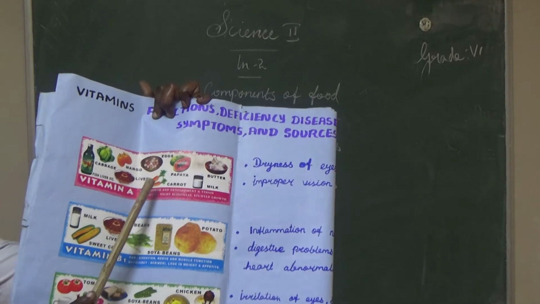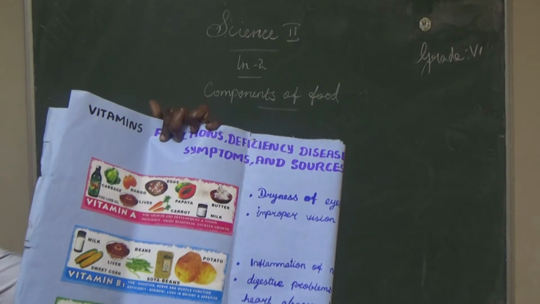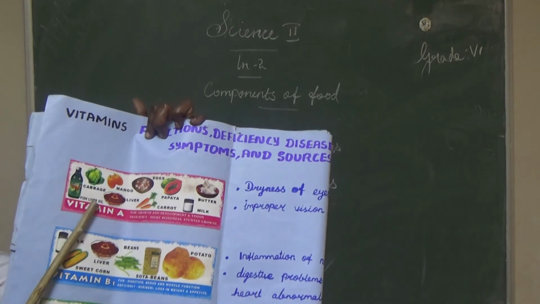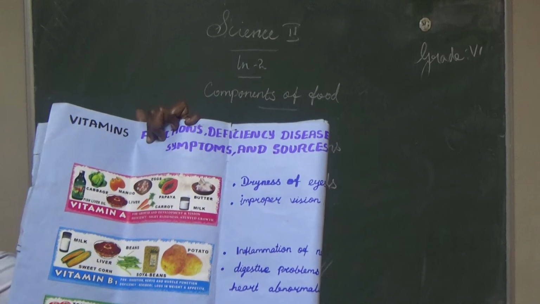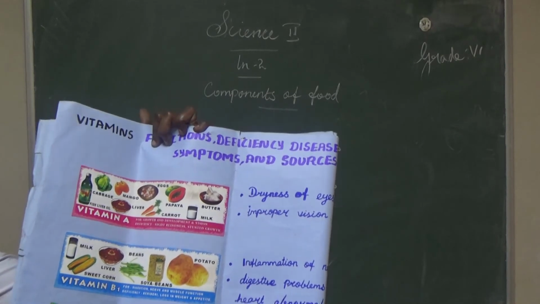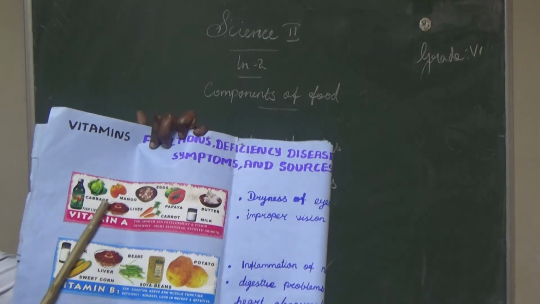Yes, orange vegetables and fruits mostly come into the category of vitamin A. What are the food sources containing vitamin A? Carrot, mango, papaya, pumpkin, butter, milk, cod liver oil, and egg. These are the food items that contain vitamin A.